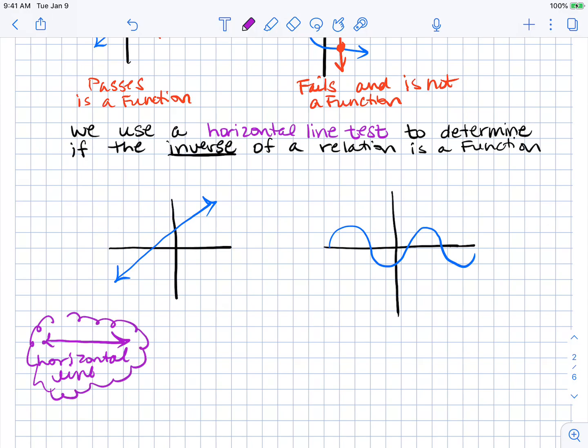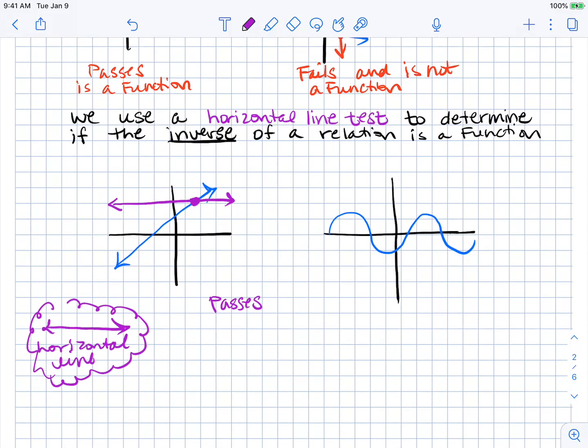And for a horizontal line, it can only cross the graph drawn once. So if I draw a horizontal line anywhere on this graph, regardless of where I move it, it's only going to cross the blue graph once. And so this passes. And so that means it's 1-to-1, and that the inverse of the relation is a function.